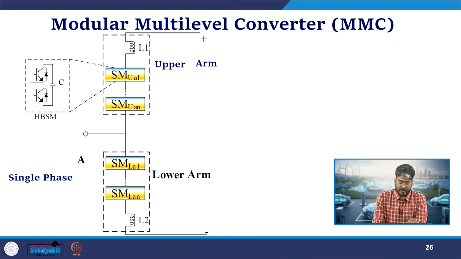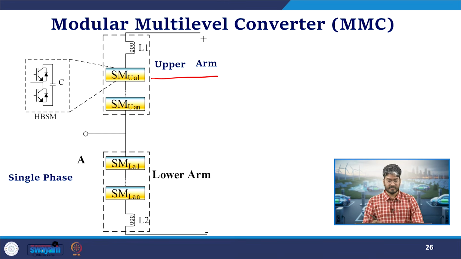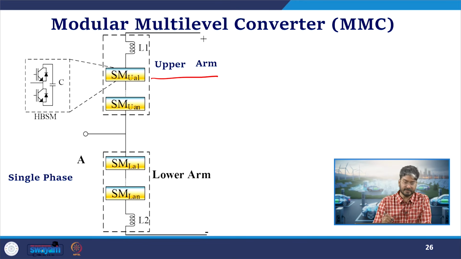Now till now what we have done, we have understood the working of a single bridge, then we have gone to the output of two half bridges, then we have seen many half bridges in series to construct an arm. Now we have connected both the arms, that is an upper arm and a lower arm, which contain n number of half bridge submodules in each of them. Okay. So now what happens when we have two arms connected in series?